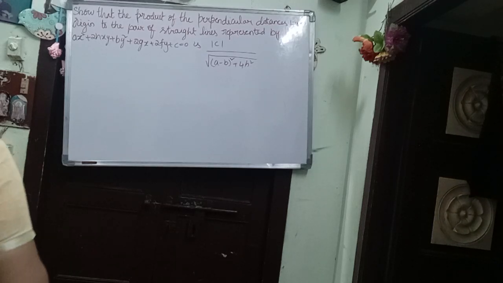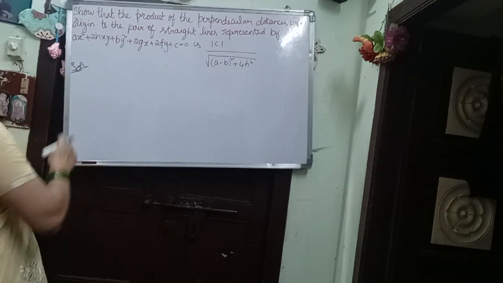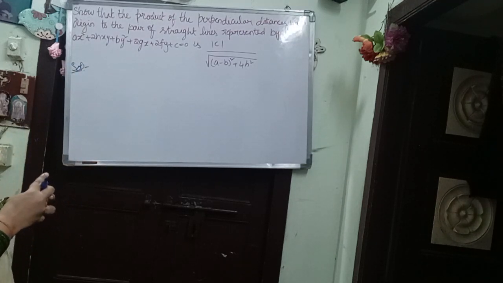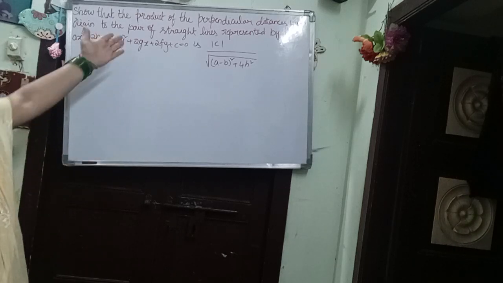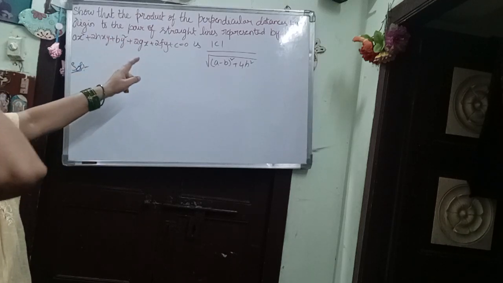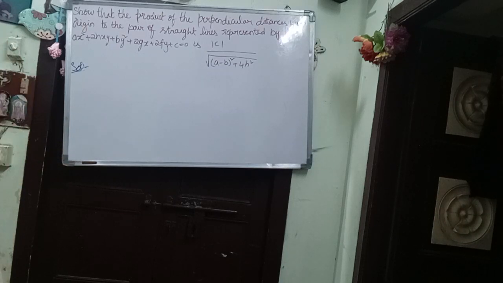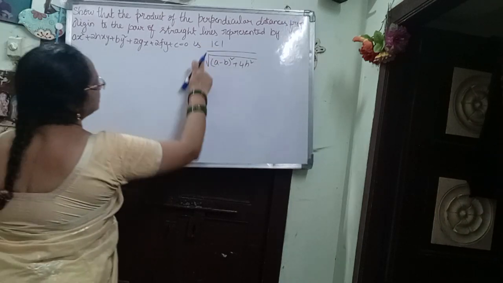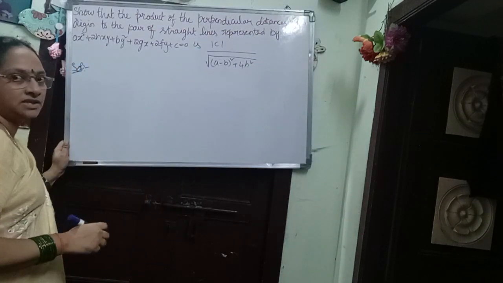In this video, I am going to solve a problem from pair of straight lines of Inter first year. The question is: show that the product of the perpendicular distances from the origin to the pair of straight lines represented by ax square plus 2hxy plus by square plus 2gx plus 2fy plus c equal to 0 is the pair of straight lines equation. But we have to prove this product of the perpendicular distances. Okay, so how to prove?